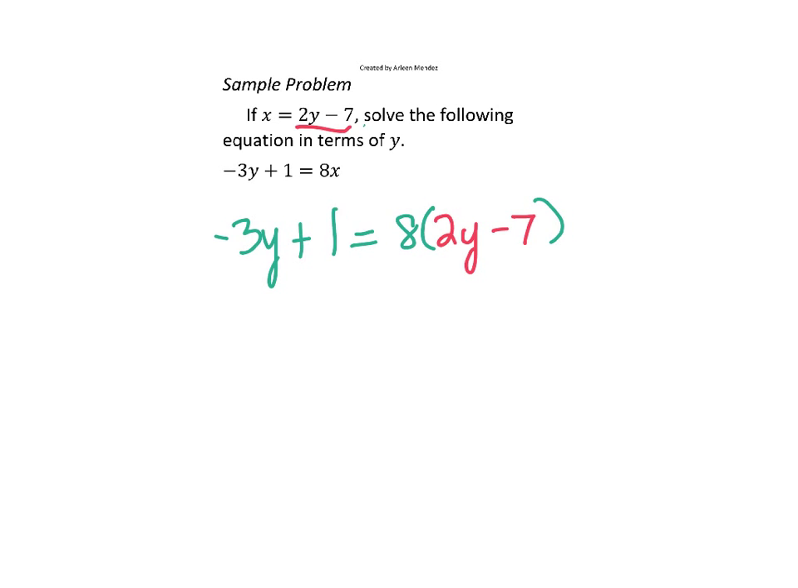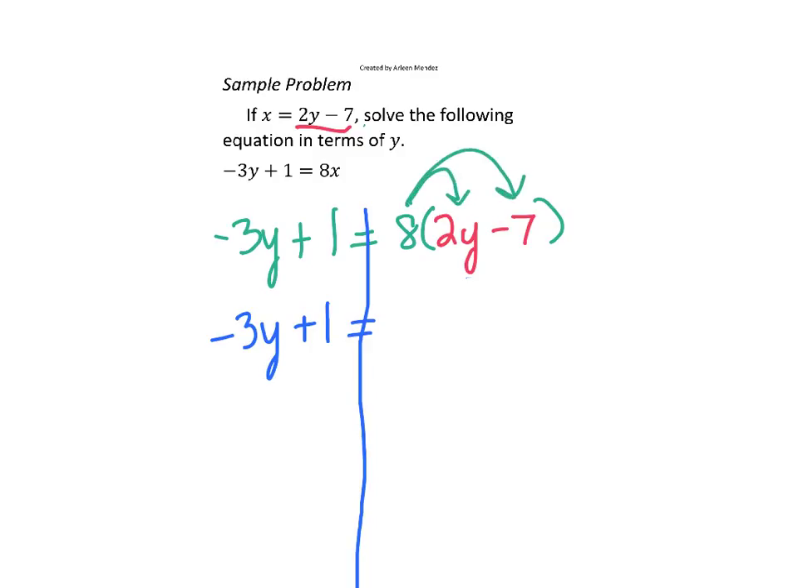If you remember from earlier in the class and in other videos, we would use the distributive property to multiply that 8, right? So we have this 8 being multiplied to 2y minus 7. It's one term being multiplied to two terms, right? This binomial. So we're going to use the distributive property when we get there. This side here, I'm just going to rewrite. And this side over here, I am going to distribute. So I'm going to multiply that 8 times each term. So 8 times 2y and 8 times negative 7.